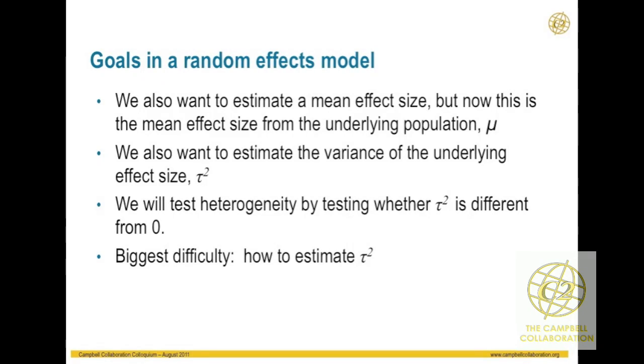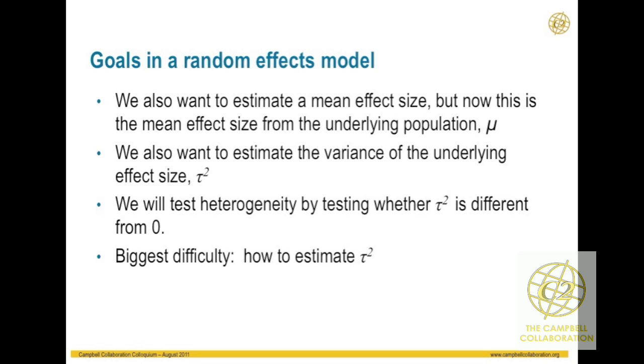Now, in a random effects model, we're also going to get a mean and some variation. But in this case, we're actually trying to estimate that mu, the underlying mean of the underlying distribution of our effect sizes, and our tau squared. And we're going to test heterogeneity by testing whether or not our tau squared is different from 0.